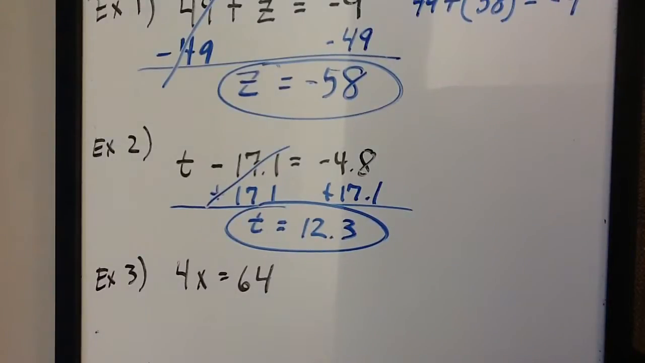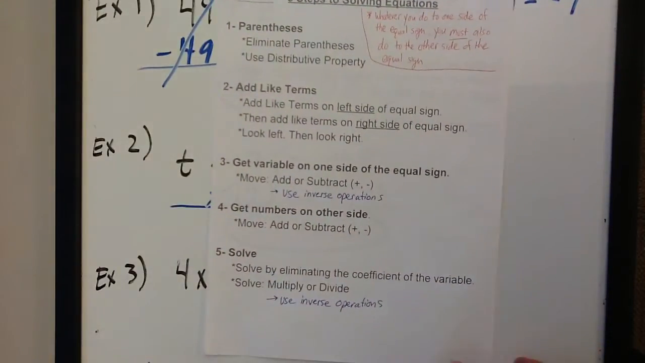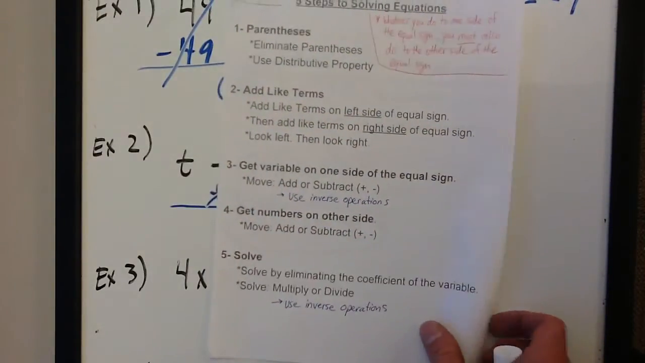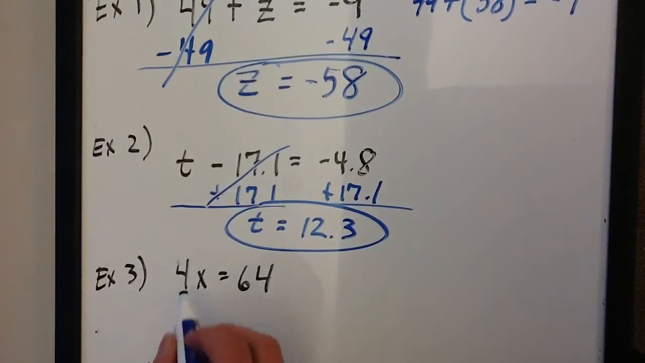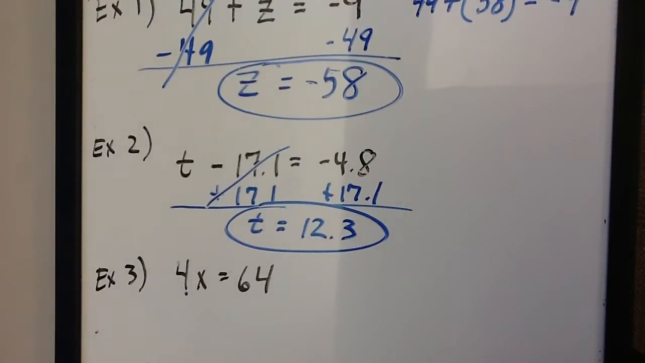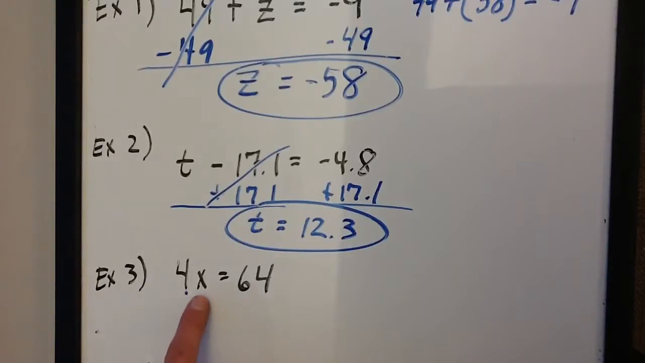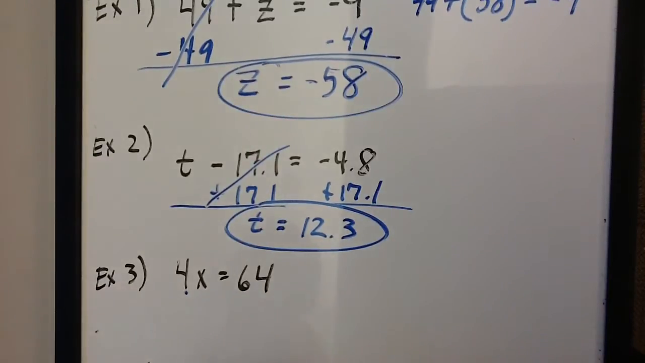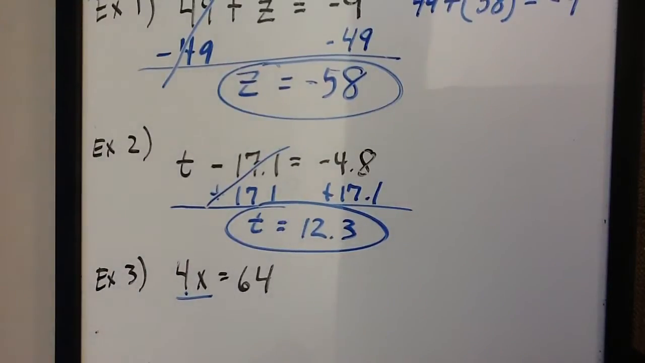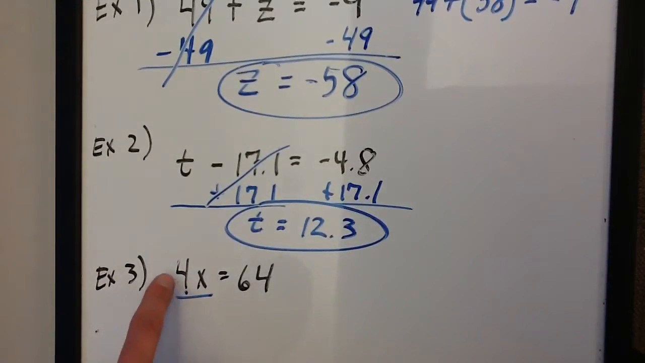So I skip all the way to step 5, which is solve. Solve, it says, by eliminating the coefficient of the variable. Remember, the coefficient is the number in front of the letter, or the number being multiplied by the variable, which in this case is 4, right? Since it's being multiplied by x. So to get the variable x by itself, I need to use the inverse operation of multiplication. So what is the opposite of multiplication? You should say division. I divide by what? I divide by this coefficient.